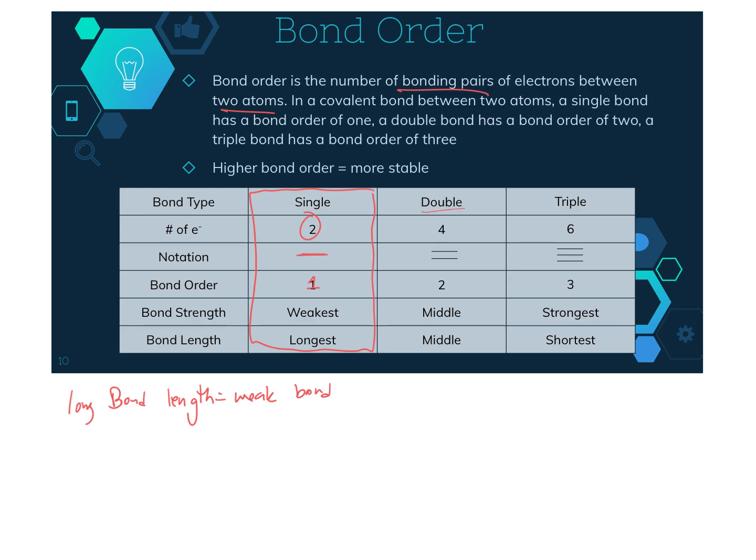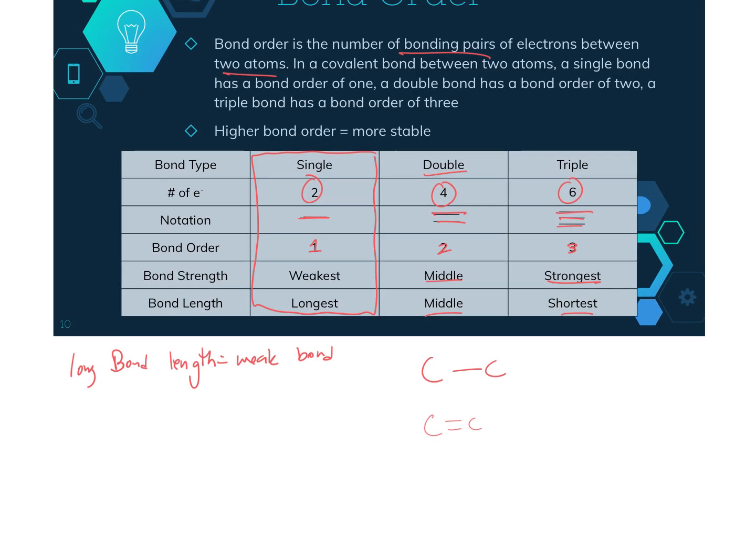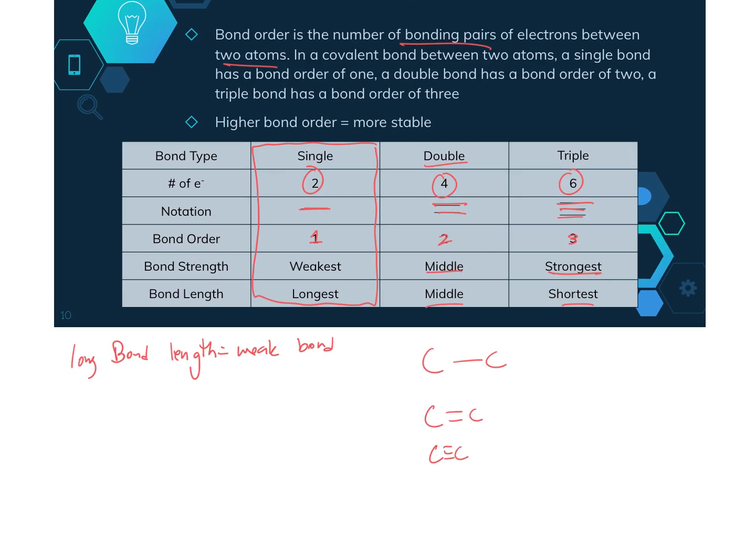The next bond type is double. This has 4 electrons in it, so it's double a single bond. We put 2 lines in between our 2 atoms. We say that's a second bond order. It has a little bit more strength, and the length is slightly shorter than that of a single bond. And finally, in a triple bond, we denote that as 3 lines between the atoms. Its order is 3, and it's the strongest bond with the shortest length. And so, for example, if I take C-C versus C double bond C versus C triple bond C, this is going to be strongest and closest to each other.